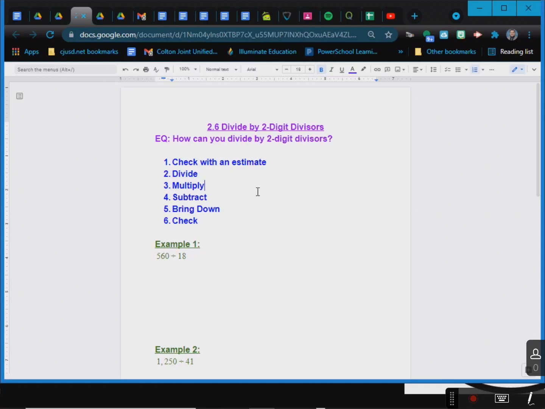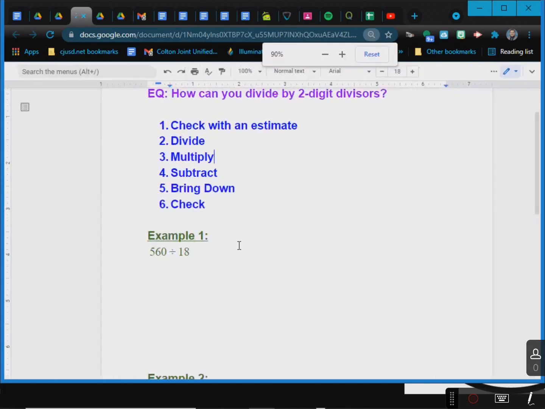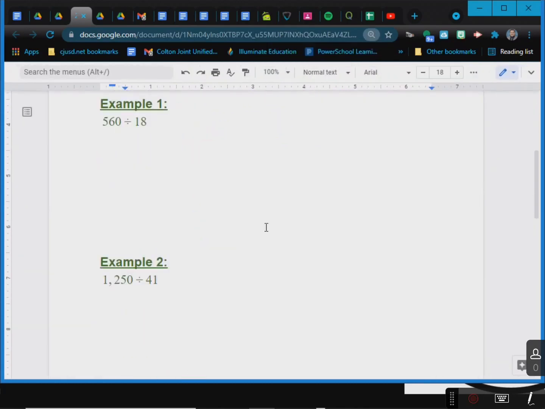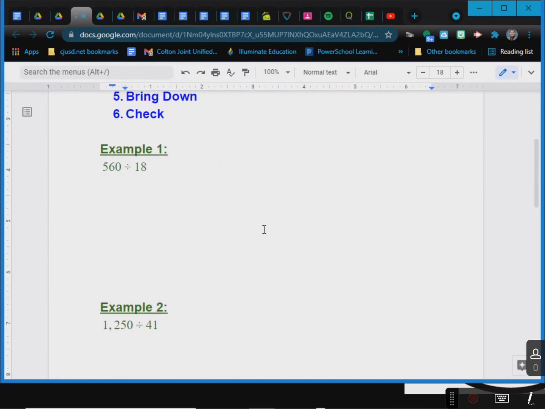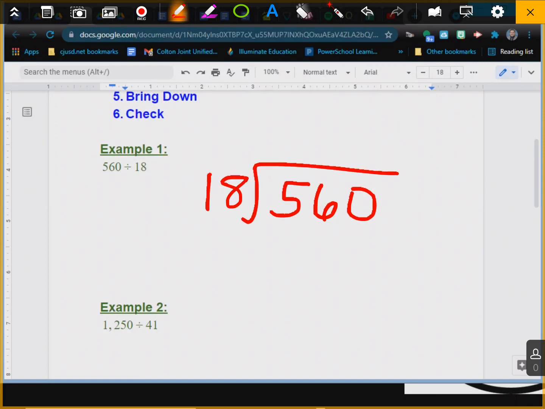So, the steps: check with an estimate, divide, multiply, subtract, bring down, and then check your answer. Let's go ahead and get started with number 1. Let me zoom in a little bit so you have a little bit of room here. So, looking at number 1, we have 560 divided by 18. And remember, the first number is what's being divided, so it goes inside the house.